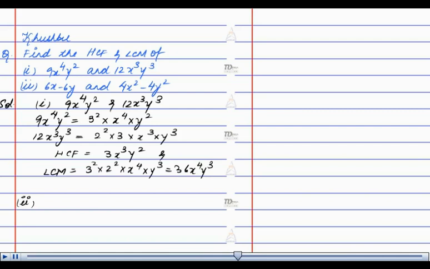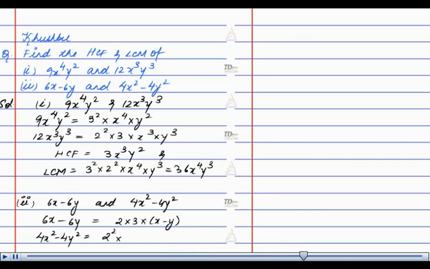Taking up the second one, that is 6x minus 6y and 4x square minus 4y square, we get on factorization of 6x minus 6y 2 into 3 into (x minus y), and on factorization of 4x square minus 4y square 2 square into (x square minus y square), which can be written further as 2 square into (x plus y) into (x minus y).